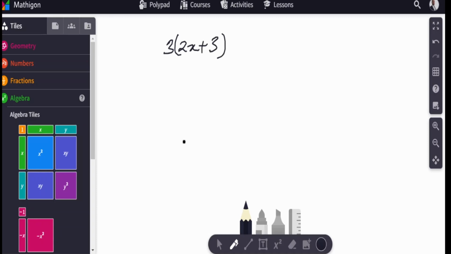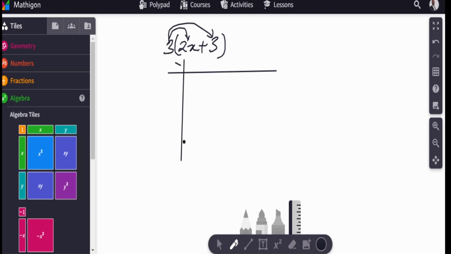Here we are just going to use the distributive property just like the way we do with algebra. So this 3 here will multiply 2x, and then the same 3 will multiply 3, and then that is going to give us the answer. But now using algebra tiles, we will first draw a T-chart.